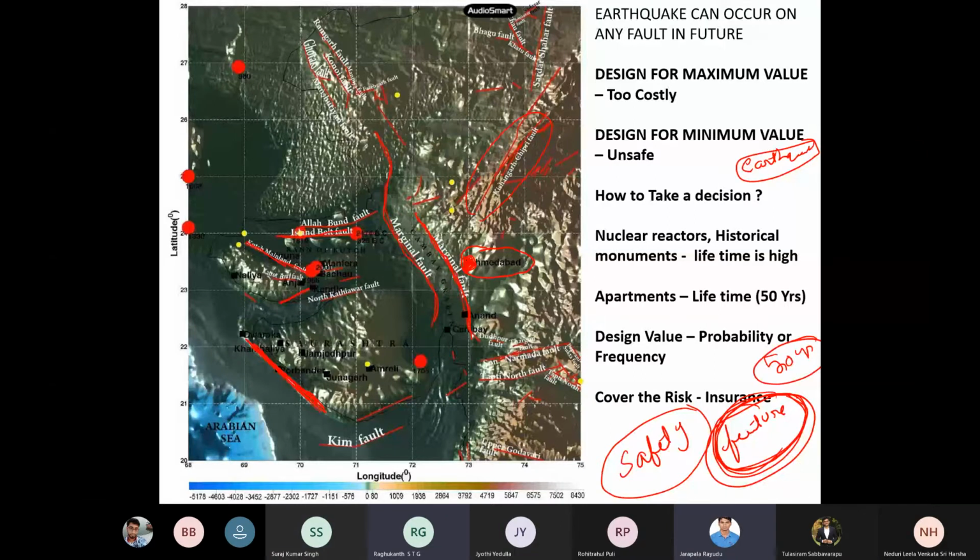Then suppose you have hospitals or these types of structures, the lifetime or the safety they followed, they used to increase. Suppose you have nuclear reactors, the lifetime they assume is not just 50 years; its life is assumed to be something around say 10,000 years. Historical monuments, say. The lifetime is very, very high, because we want our culture to go on for generations, 5,000 years like that.